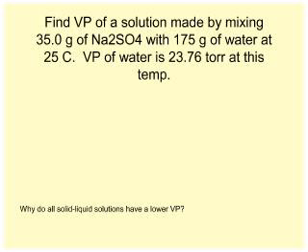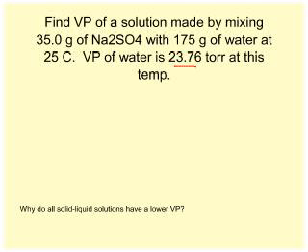Find the vapor pressure of a solution made by mixing 35 grams of Na2SO4 with 175 grams of water. Okay, I'm going to get my calculator out now. There's only so much laziness even I can pull off on a Saturday afternoon. All right, so vapor pressure of a solution made by mixing 35 grams of sodium sulfate with 175 grams of water at 25 degrees Celsius. Vapor pressure of water is 23.76 torr at this temperature.